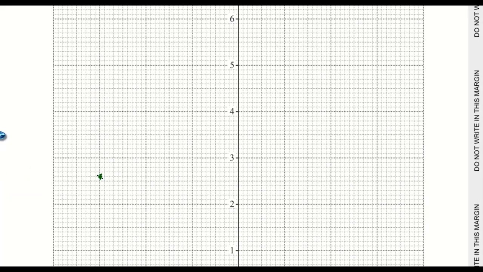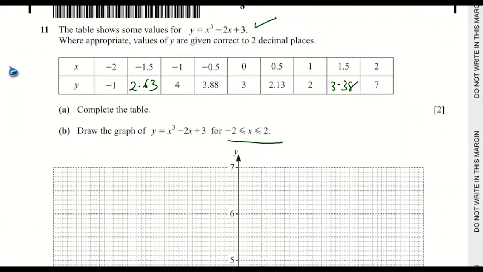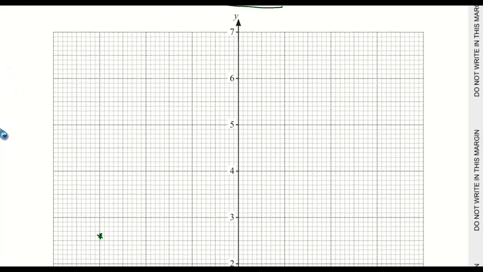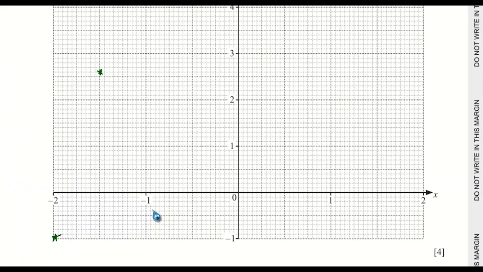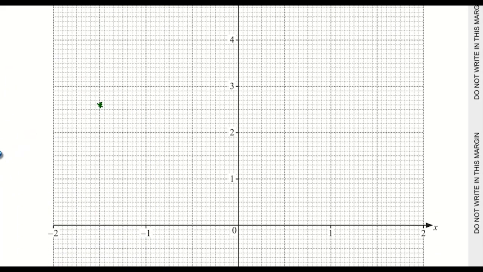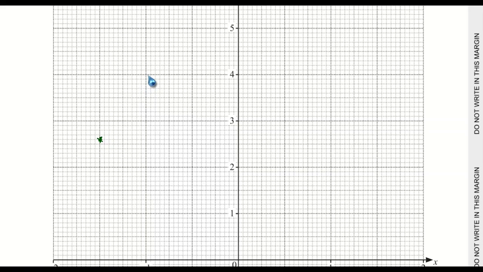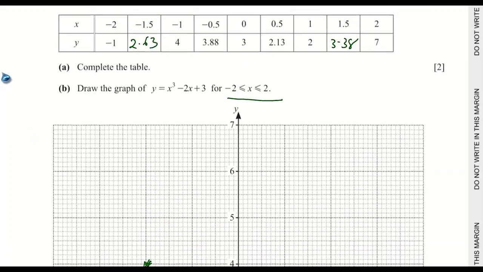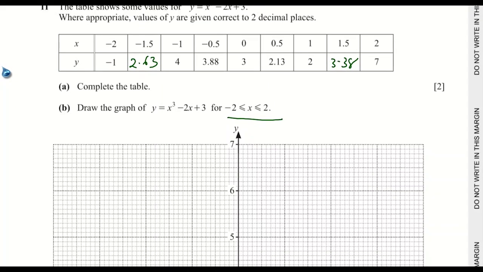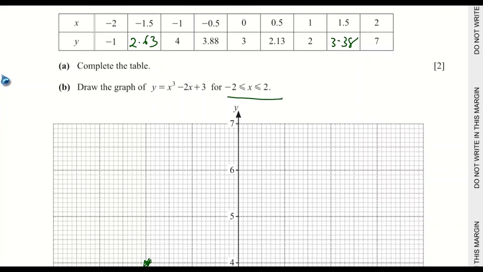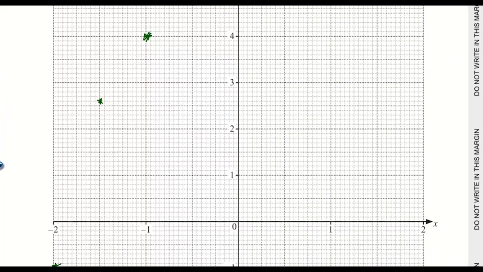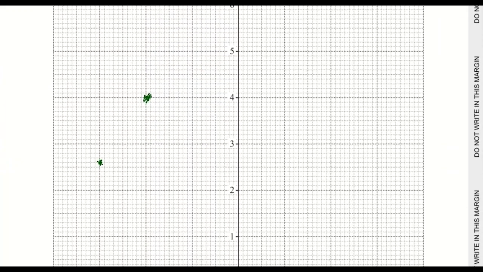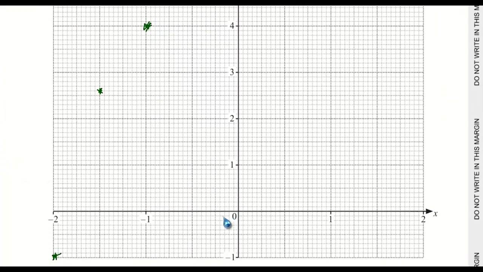So the next one, minus 1 against 4. Minus 1 against 4. So let's go on. Good. Then the next one is minus 0.5 against 3.9. Minus 0.5, against 3.9, somewhere here.